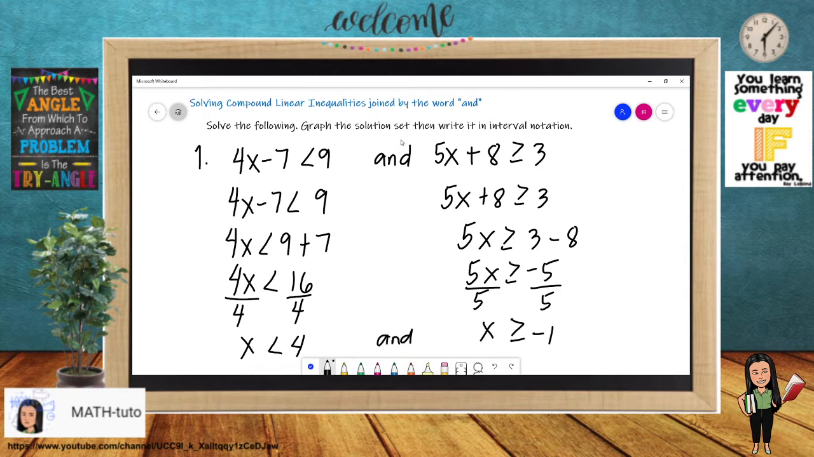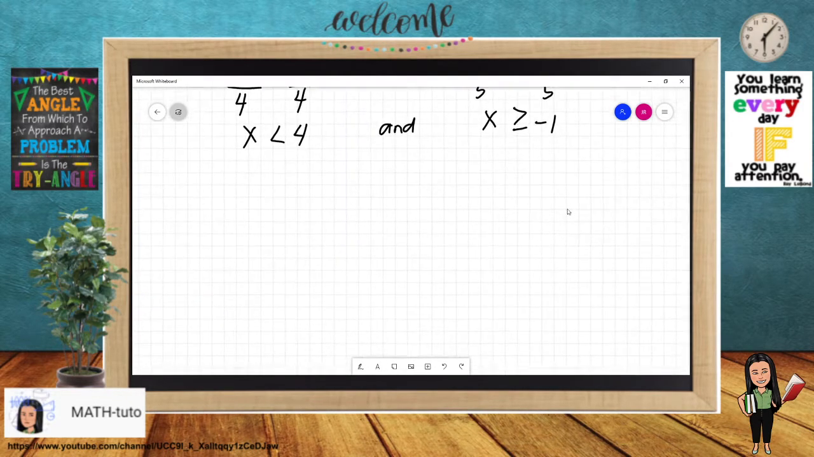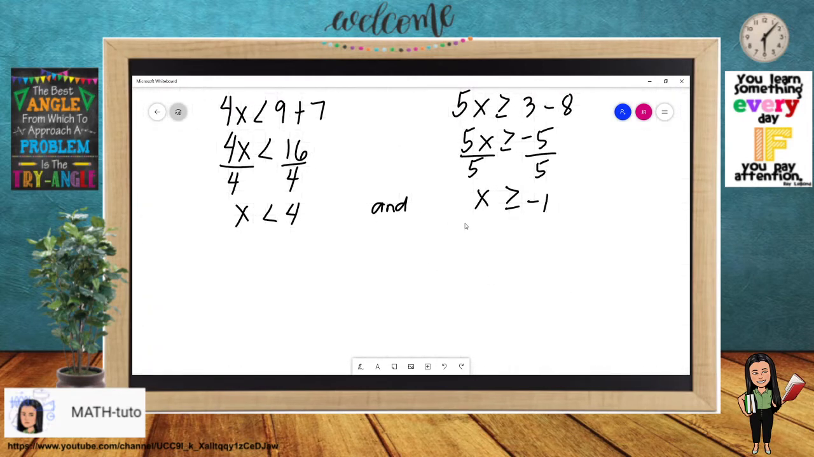So, ang answer natin for this inequality, or the solution set for this inequality, is x is less than 4 and x is greater than or equal to negative 1. Okay. Since it is and, it means these two inequalities should be satisfied at the same time. This is already your solution set, by the way. But since we are required to write it in interval notation and sketch the graph, then let's do that. Again, and means the two inequalities should be satisfied at the same time. So, x should be less than 4, but should be greater than or equal to negative 1. Okay. Let us sketch the graph first.